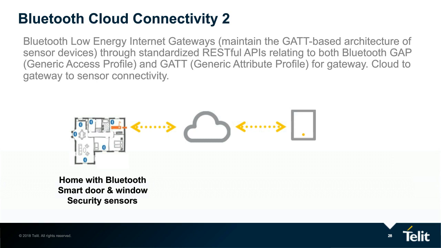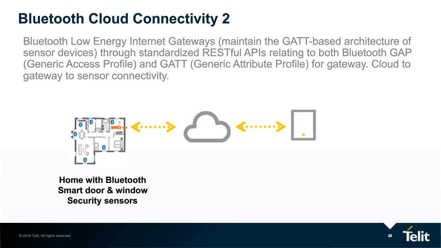The disadvantage is, of course, the gateway needs to know how to handle the Bluetooth sensors. It needs to know Bluetooth, and it also needs to have the RESTful API, so it's acting kind of in between. Another disadvantage is that the sensor by itself cannot inform the cloud, but it always starts with the cloud asking the sensor.